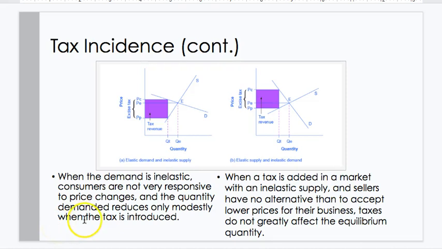Continuing on, when demand is inelastic, consumers are not very responsive to price changes, and the quantity demanded reduces only modestly when the tax is introduced. That would be here in panel A. When a tax is added in a market with inelastic supply and sellers have no alternative other than to accept lower prices for their businesses, taxes do not greatly affect the equilibrium quantity. Here you are in B.